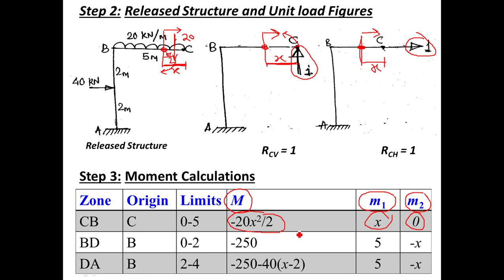Minus 20x square by 2 in capital M, that is the release structure, 1 into x in the RCV equal to 1 figure, and 0 in the RCH equal to 1 figure.